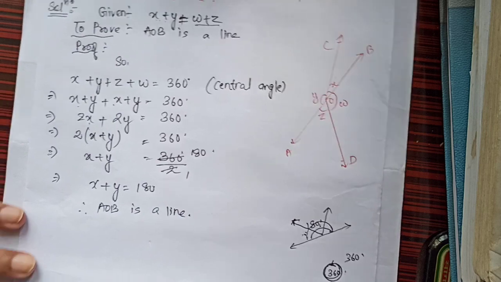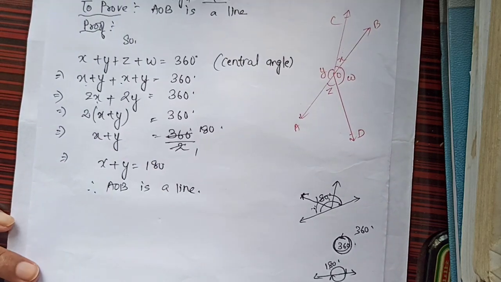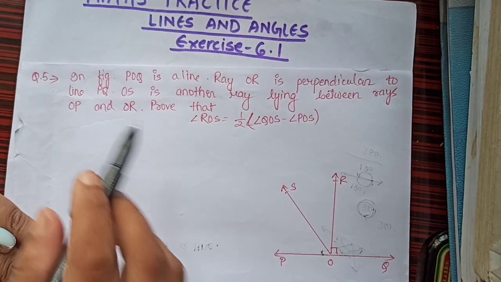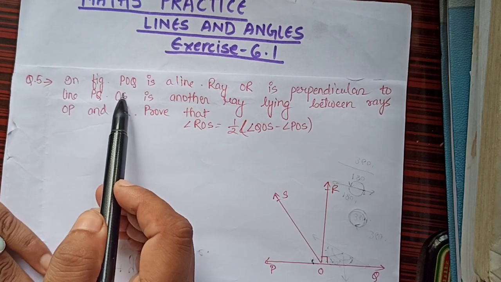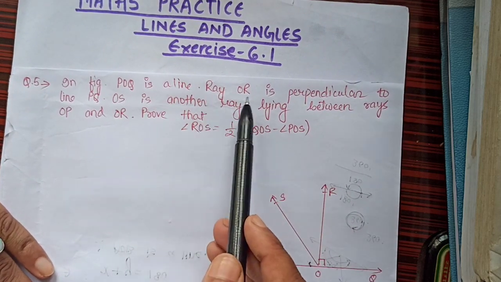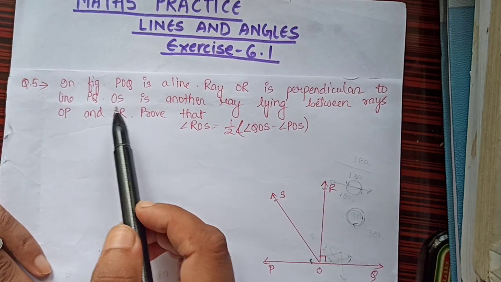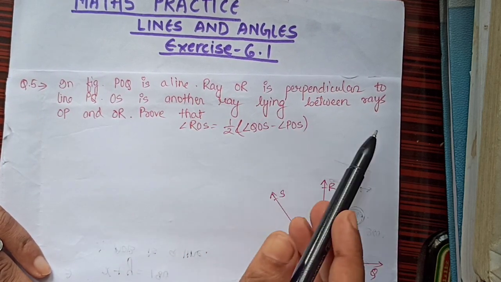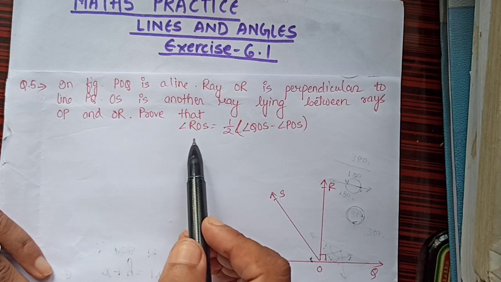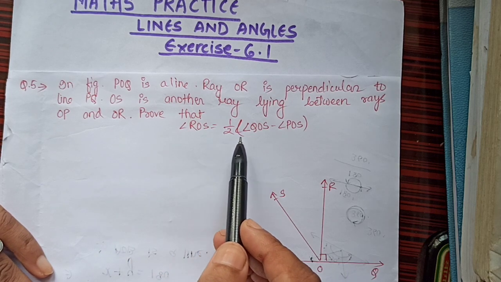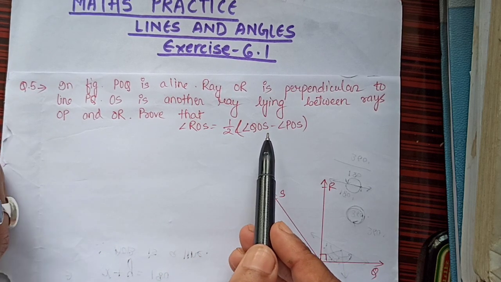So now let's start question number 5. This is our question number 5. In the figure, POQ is a line. Ray OR is perpendicular to line PQ. OS is another ray lying between rays OP and OR. Prove that angle ROS equals half of angle QOS minus angle POS.